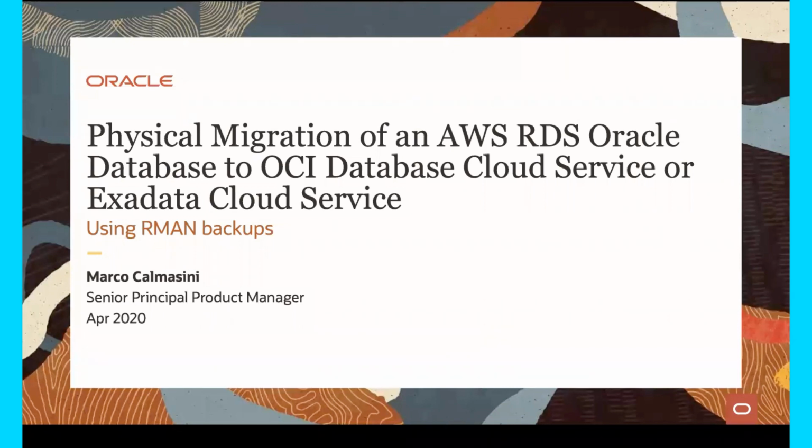And as Tammy mentioned, what we're going to talk about today is the physical migration of an Oracle database from AWS RDS to OCI Database Cloud Service or Exadata Cloud Service. We're talking about physical migration because this is really a complete lift and shift of an RDS database to OCI using RMAN backups. So we would not use any log shipping or logical copy method. This is really a complete physical copy of the Oracle database data files from one infrastructure to another.